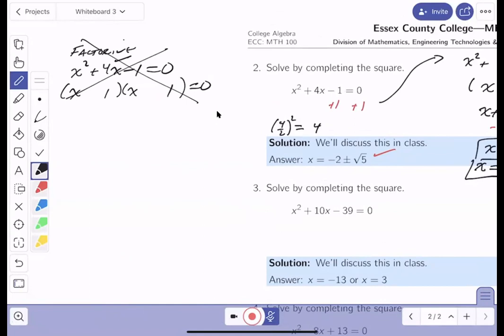So this completed square does work. All right, it does work. And it allows me to get solutions that I couldn't get otherwise. All right, let's go to next, number 3.